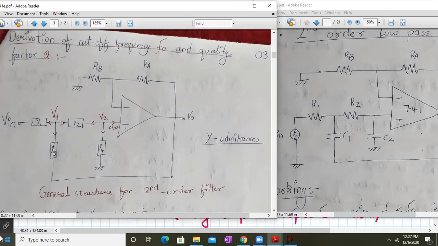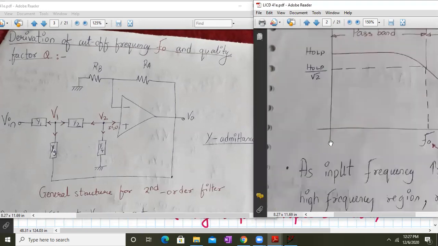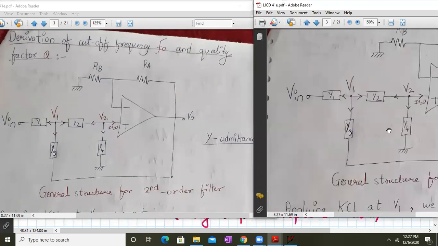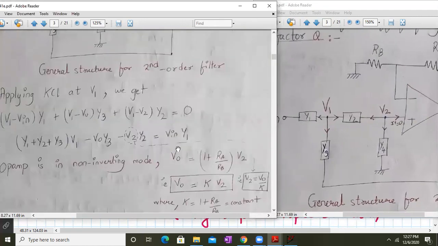Depending upon whichever elements are there in Y1, Y2, Y3, and Y4, it will become either a low pass filter or a high pass filter. Right now, we are concentrating on the general transfer function, where Y is the admittance. So let us begin. Okay, so let us start.